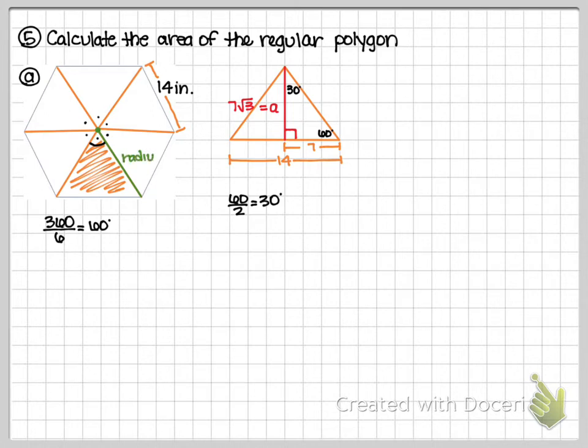So a little bit of vocabulary here. If I needed to find the radius, going back over to my orange triangle on the side, drawing in my green line segment, we know that that is going to be 14 using our knowledge of special right triangles.